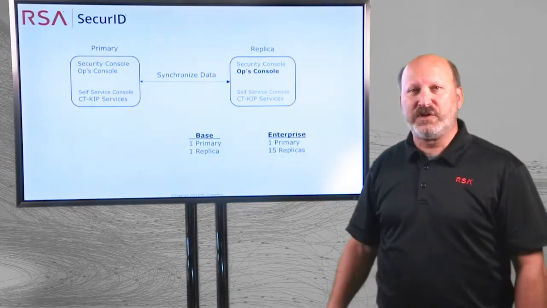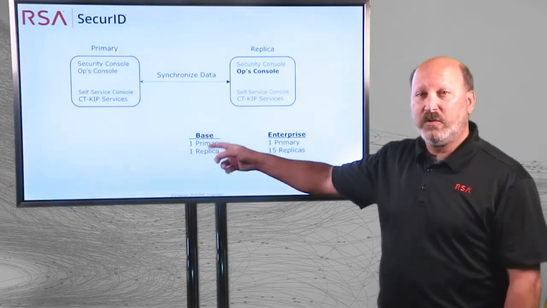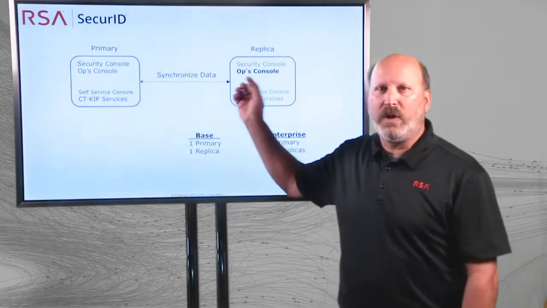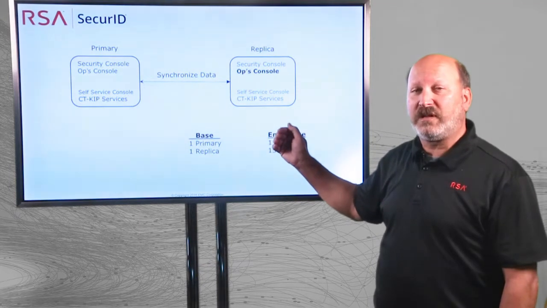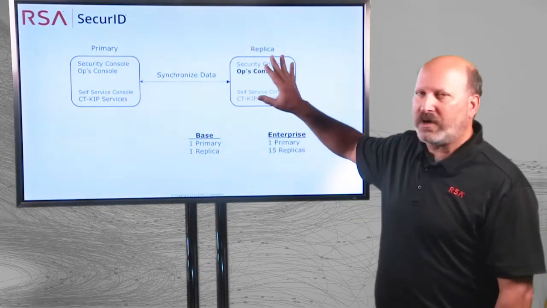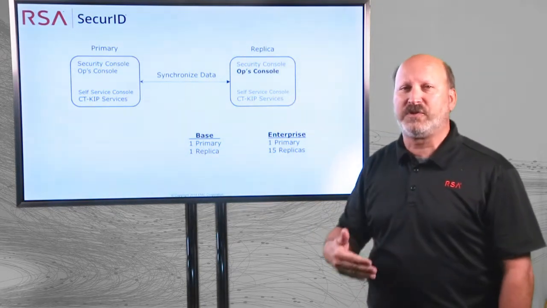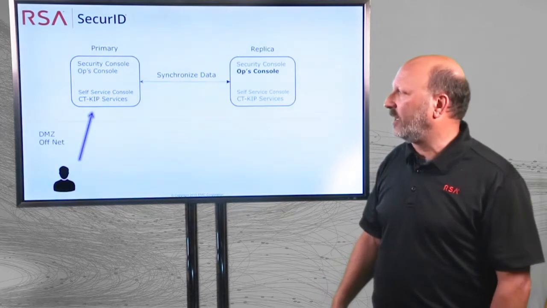We also have different versions. When we look at SecurID, the common one you'll see out there is Base, which allows you to have one primary and one replica. Enterprise allows you to have one primary and up to 15 replicas. And again, the replicas are important to place where needed from a network topology and infrastructure point of view. And again, we're going to talk about that.